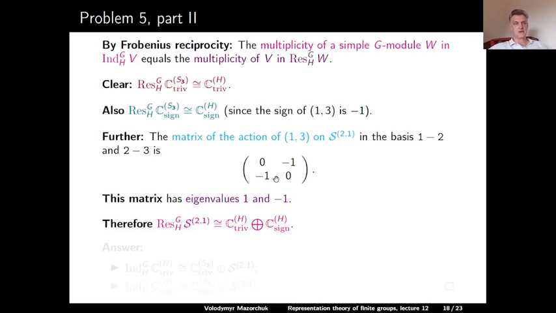And turning the things around using the Frobenius reciprocity, we get the following answer: the induction from H to G of the trivial H module is isomorphic to the trivial S3 module plus the simple module S^(2,1). This is because the trivial H module appears in the restriction of the trivial S3 module and in the restriction of S^(2,1). Similarly, the induction from H to G of the sign H module is isomorphic to the sign S3 module plus S^(2,1). So this completes problem 5.